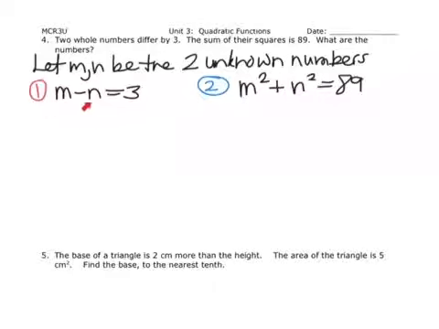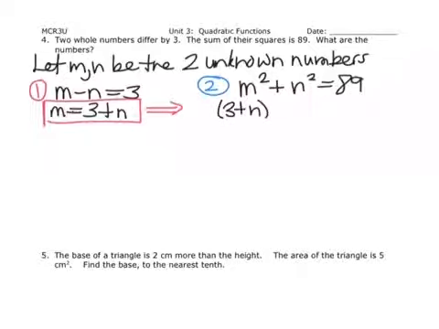So let's go back to this first linear equation and isolate for the easiest variable, which is m. So I'm going to say that m is equal to 3 plus n. I'm going to box this. Now I can substitute this into the second equation here. Instead of m, I can write 3 plus n. So instead of m squared, I can write 3 plus n all squared plus n squared equals 89, and keep on simplifying.